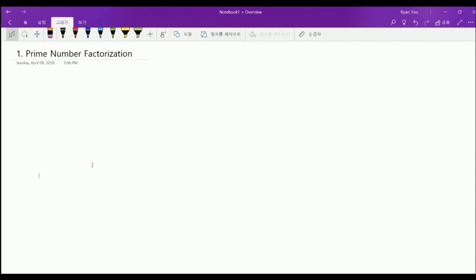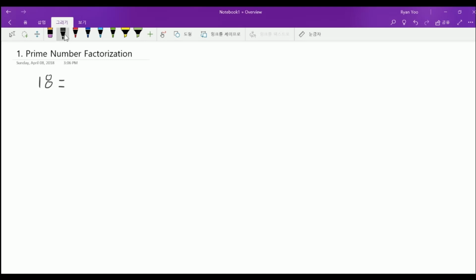So when it comes down to high school math, the first thing that we need to know for sure is, I believe, prime number factorization. Prime number factorization is when you take any number, such as 18, and write it as a product of prime numbers.